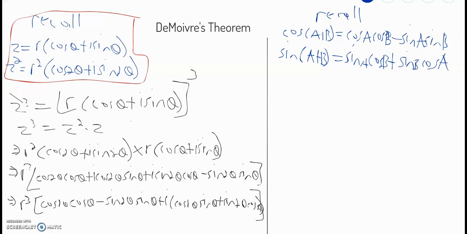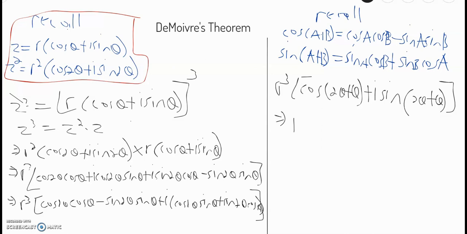When I look at cos 2 theta cos theta minus sine 2 theta sine theta, my A appears to be 2 theta and my B appears to be theta. So technically speaking, this identity becomes r cubed, open bracket, what I'm going to have is cos of 2 theta plus theta plus I sine, open bracket. If you look at the identity there, that's the compound angle formula for sine, where you have cos 2 theta sine theta. So it becomes the sine of 2 theta plus theta. Let me close the bracket there. This breaks down to give me r cubed into cos 3 theta plus I sine 3 theta.